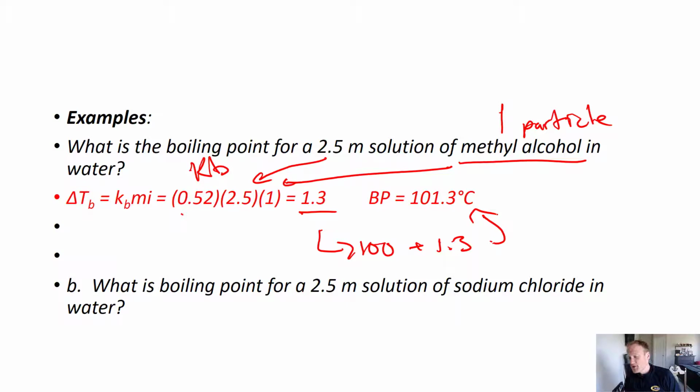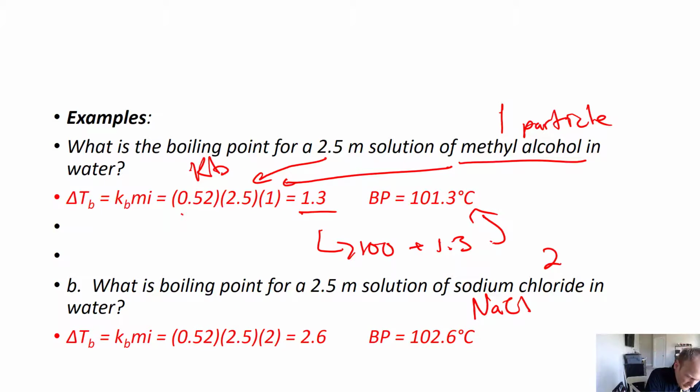What's the boiling point for a 2.5 molal solution of sodium chloride? So the molality here is the same. The difference here is sodium chloride is not covalently bonded. It's a cation and an anion that will disassociate into 2 different particles. So now the Kb for water is still 0.52. The molal solution is still 2.5, but now we have 2 particles. We do that out, and guess what?